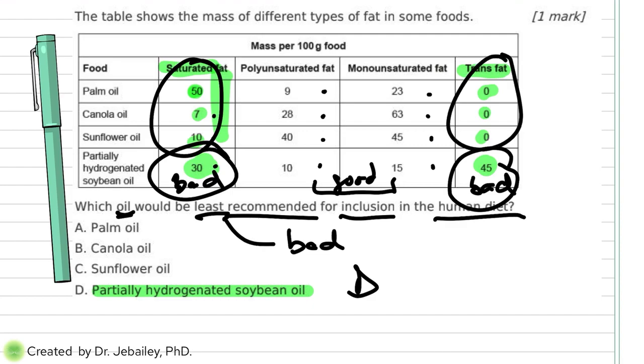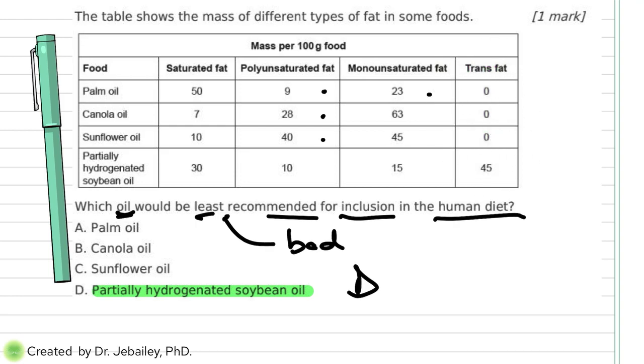So in this question, how would you answer? You can only answer this because I knew that if it's saturated, it's bad. Trans fat is bad. I knew from previous studies that saturated and trans fat are the bad ones, and that anything that is unsaturated is a good one. So anything that says unsaturated, like polyunsaturated, monounsaturated, these are the good ones. That's why it was so easy for me to answer this question.